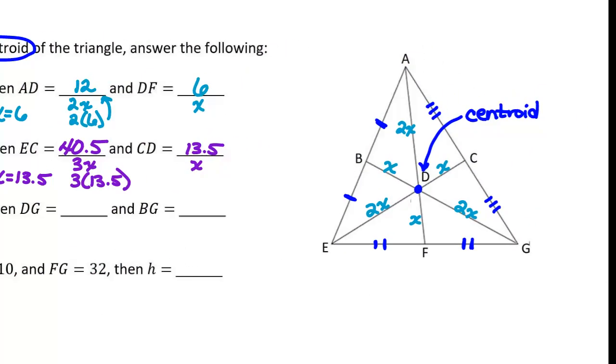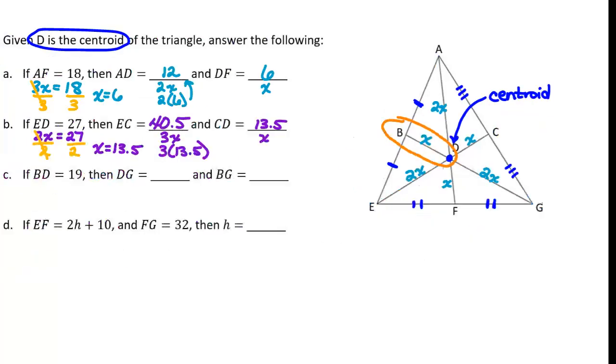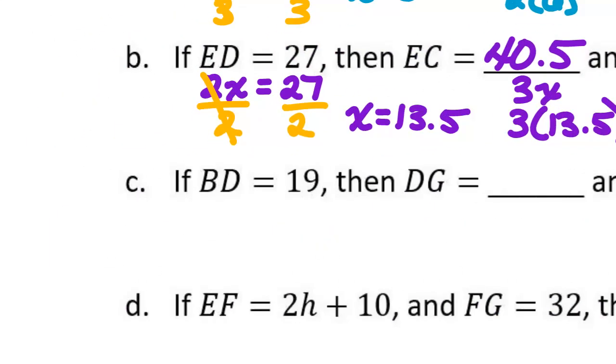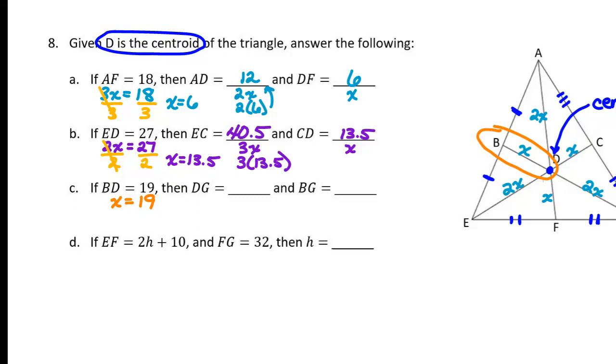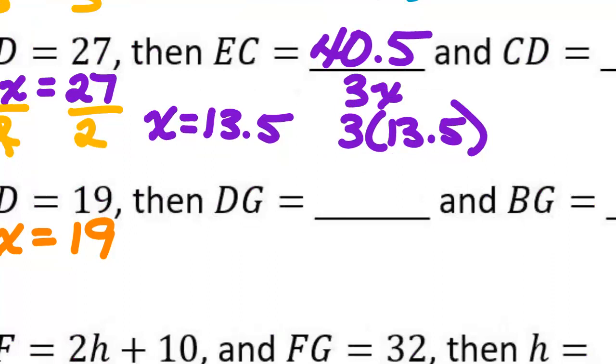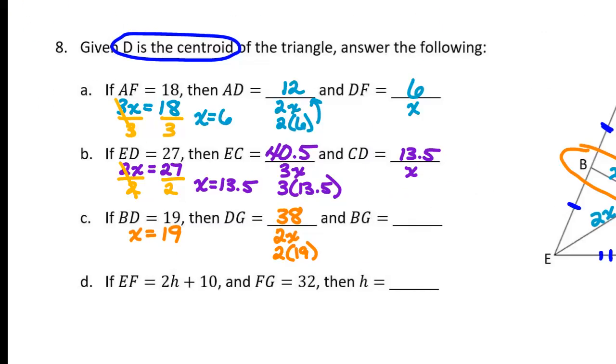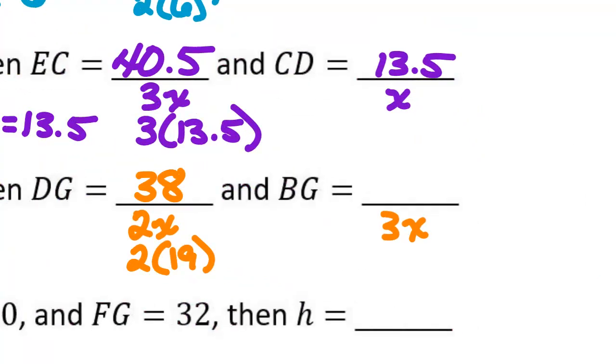Says BD, this much right here, is 19. Is that x, 2x, or 3x? X. So x is 19. That's pretty big. How would I figure out DG, this much right here? 2x. So that would be 2 times 19, which is 38. Thank you. What about BG, the length of that whole median? 3x. So I would do 3 times 19, which is 57.